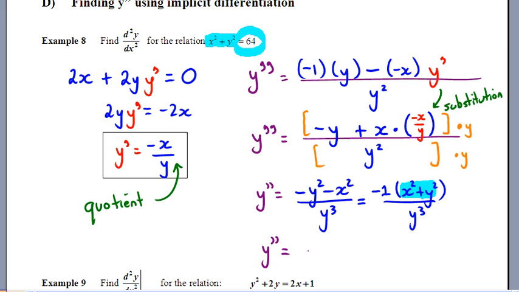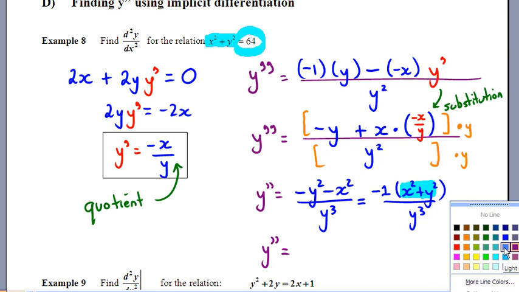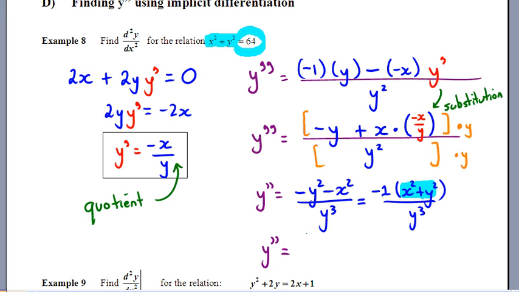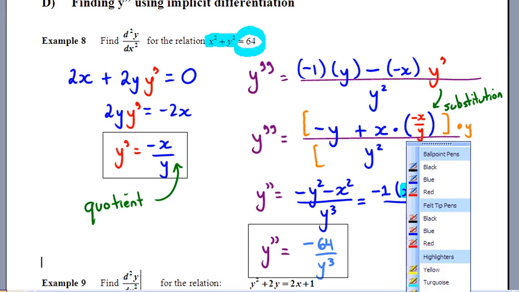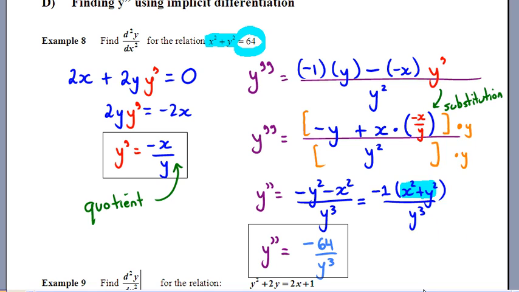So why not write it like this? Second derivative, I got my negative 1 there, so this is just going to be negative 64 sitting on top of y cubed. That just looks a little cleaner. Turns out I don't even need to know what the x is. I just need to know what the y is in order to get this to work. And that maneuver right there is sometimes just called back substitution.